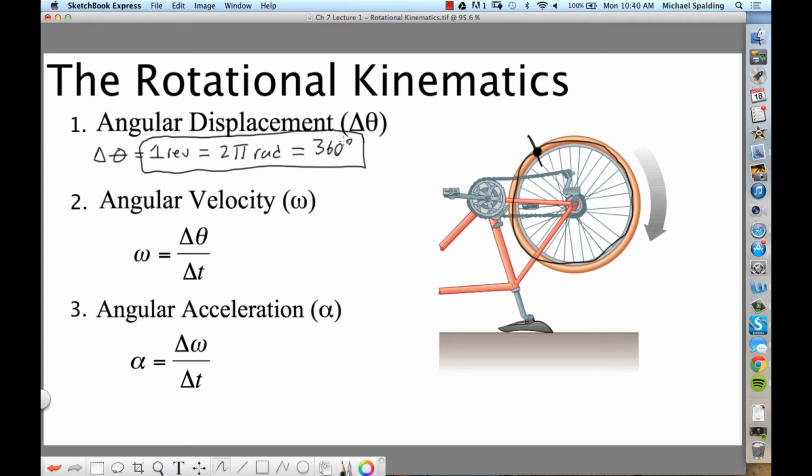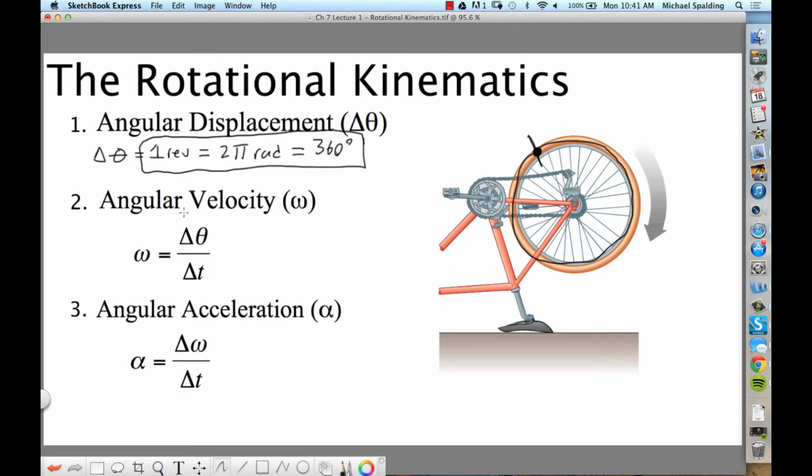So these are your conversions, which you're going to need. You're going to need these for your rotational kinematics. So what if the bicycle wheel made 2 revolutions? If the bicycle wheel goes around twice, that would be an angular displacement of 2 revolutions, 4 pi radians, or 720 degrees. So basically, angular displacement is how many times the object rotates around, expressed in revolutions, radians, or degrees.